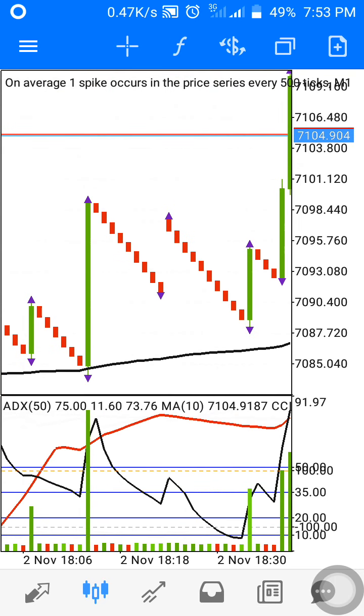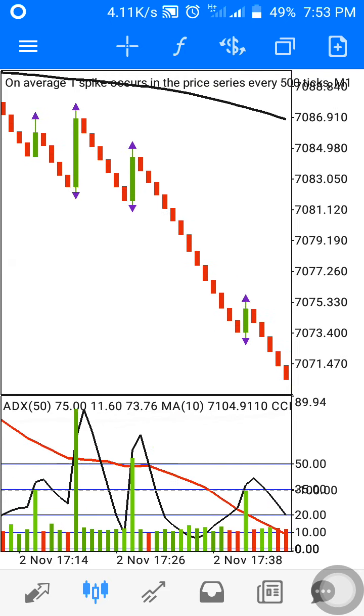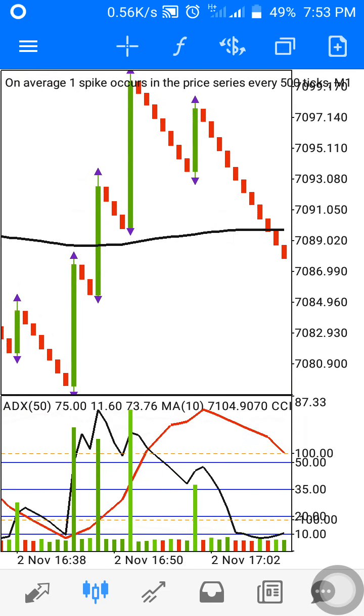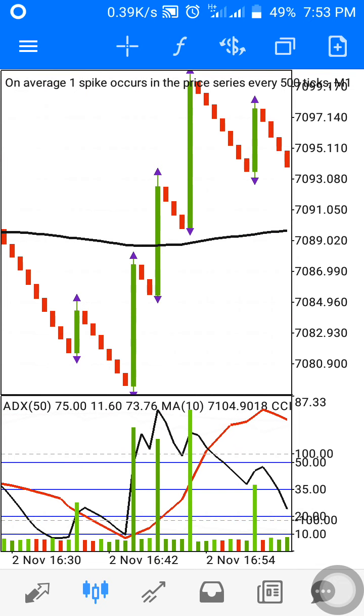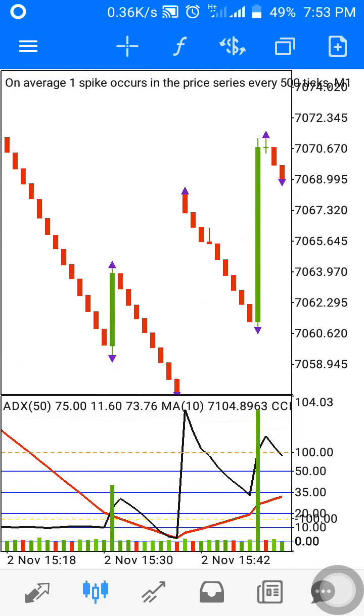All right, so this is the simple and easy way to take spikes for a short period of time on Crash and Boom, whether 1000 or 500.